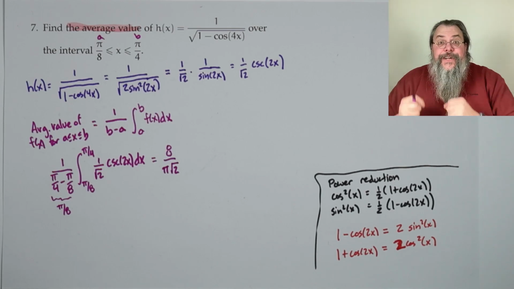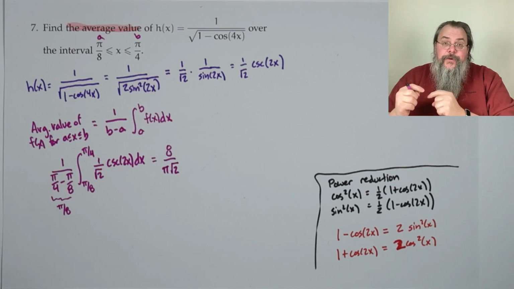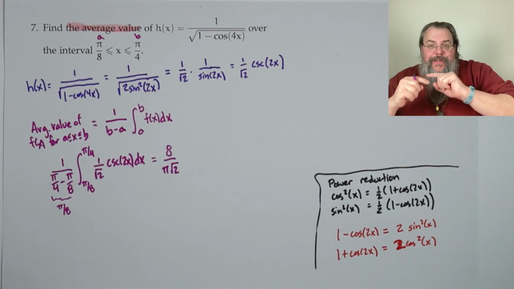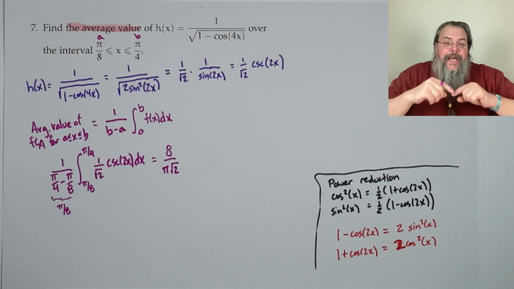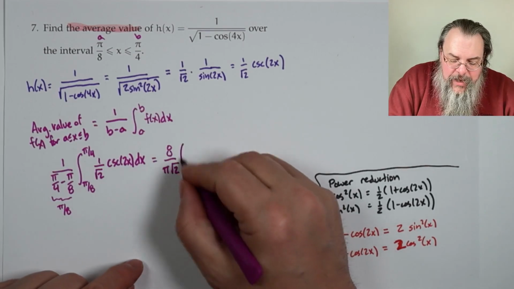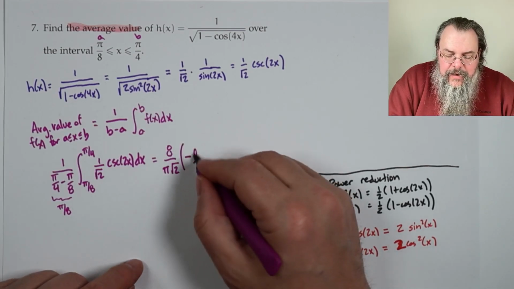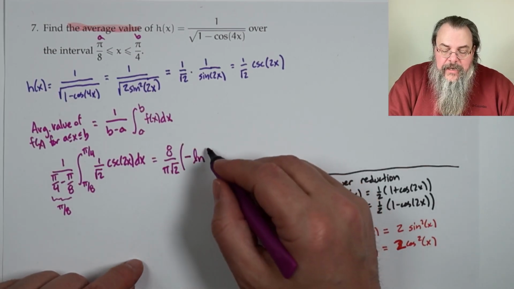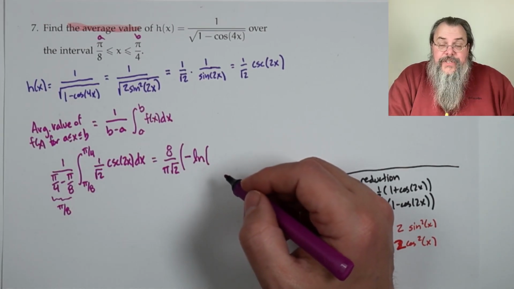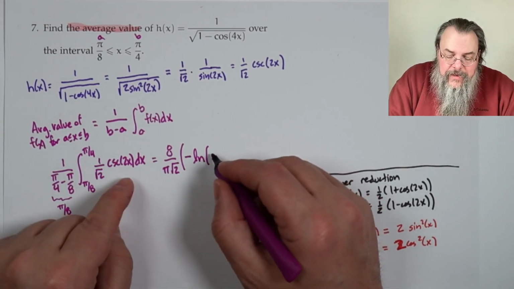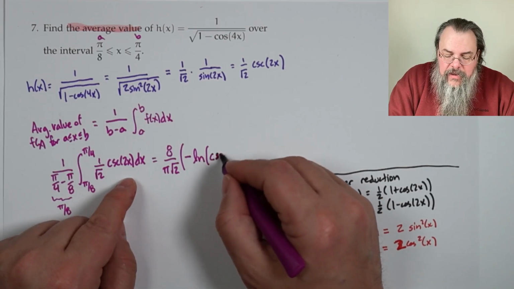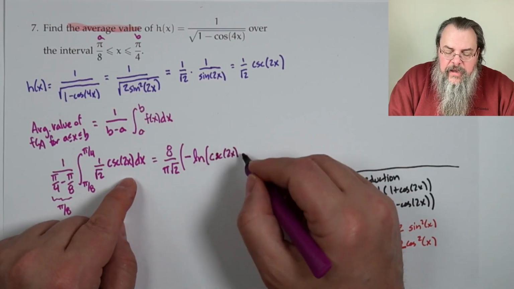So how do you integrate cosecant? Again, remember what I said a minute ago: think about integrating secant, add a minus, and put in co. So we're going to have a minus sign, and then a log. The integral of secant is secant plus tangent inside the log. So the integral of cosecant is cosecant and cotangent.